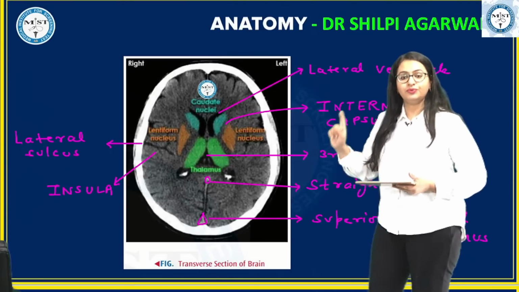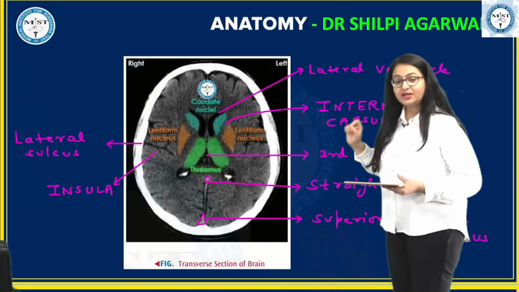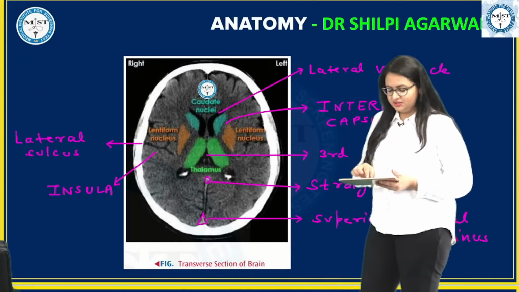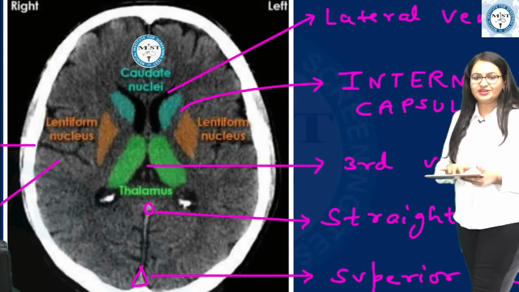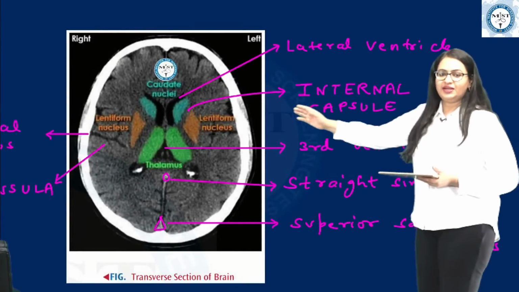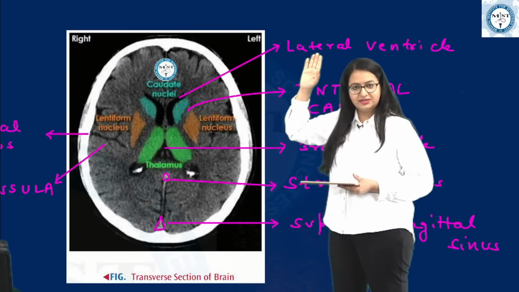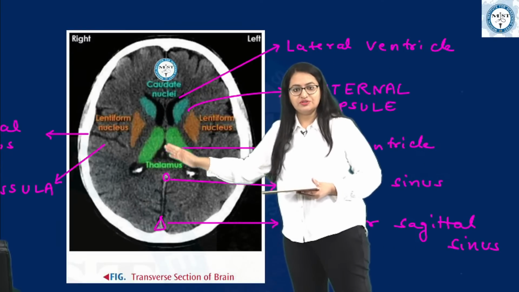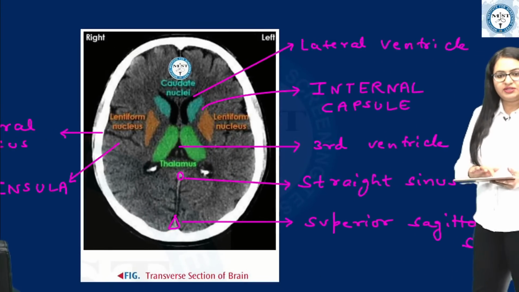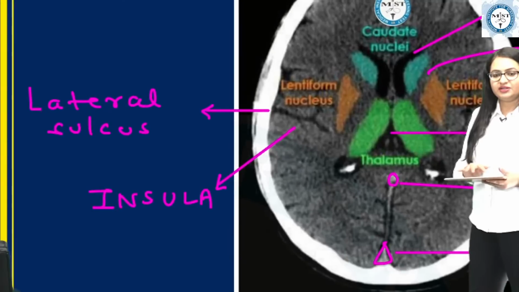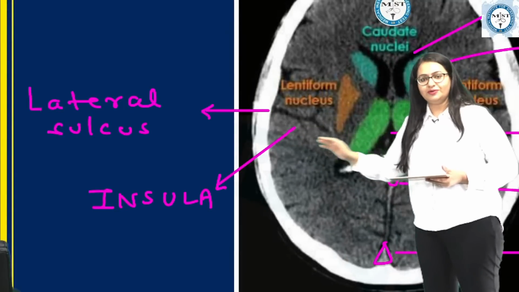Now another, this is the transverse section of the brain. You should be able to identify the caudate, blue colored; the green colored thalamus; and this orangish colored one is the lentiform nucleus. In between these, this V-shaped structure is the internal capsule. Adjacent to the caudate, the triangular dark area over here is the lateral ventricle. Between the thalami, this dark colored area is the location of the third ventricle. Then, from the lateral side, this sulcus is the lateral sulcus, and the area around it is the insula.